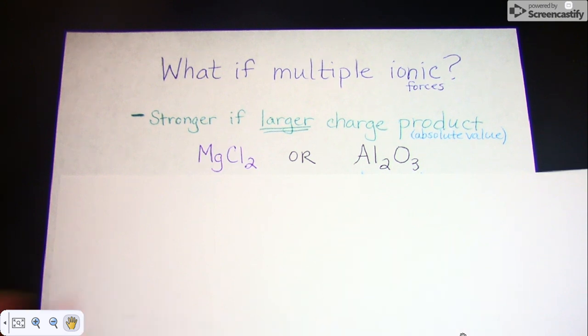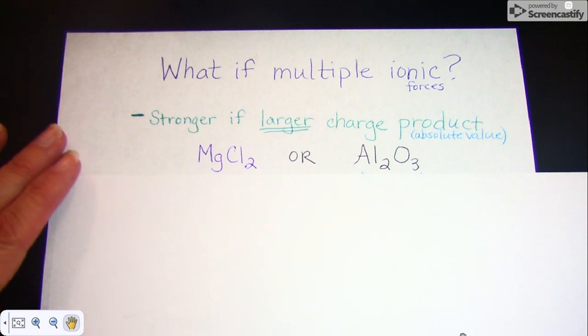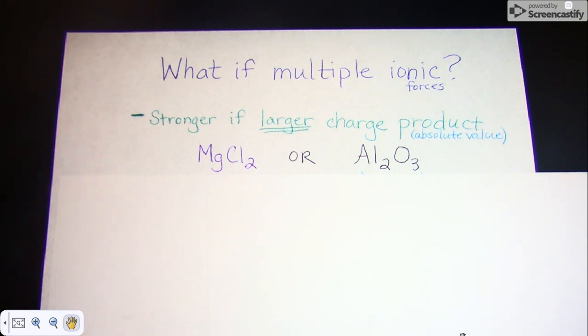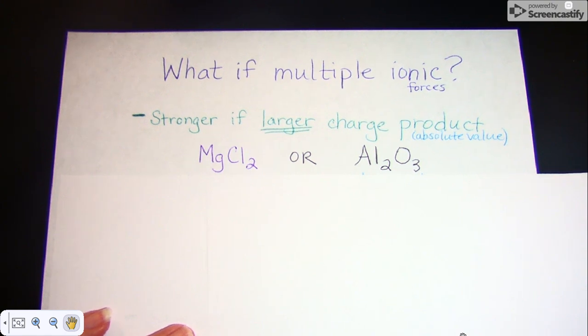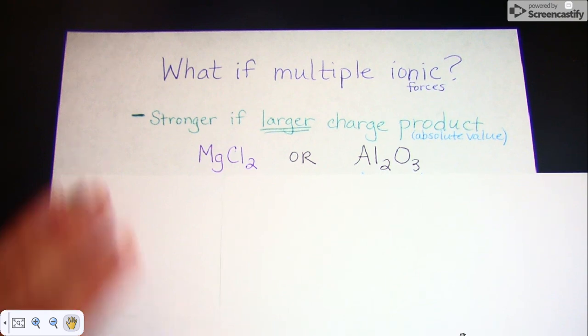So what if we have multiples, though, of these types? So say you have ionic, but there's 2 of them, or 3 of them, or however many. The process goes like this. For ionic, there's actually 2 rules. The stronger of the 2 will be the larger charge product, and that's the absolute value of that. What do I mean by charge product? I mean, what are the charges, and then we take the product, or multiply them together.